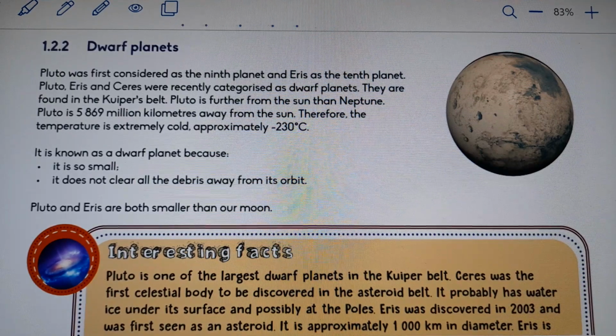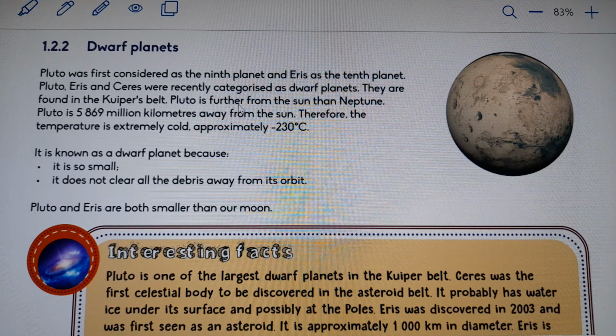Now we are done with the planets. Let's look at the dwarf planets. They say that Pluto was first considered as the ninth planet, and then came Eris as the 10th planet. But Pluto, Eris, and Ceres were recently categorized as dwarf planets. So they removed these three, and they say they are dwarf planets. They are found in the Kuiper belt.